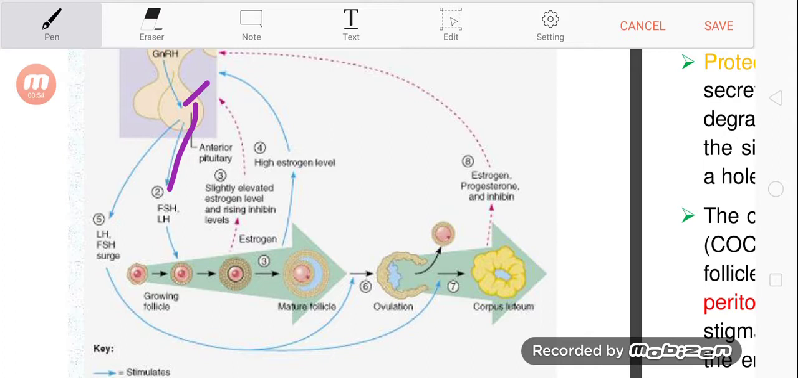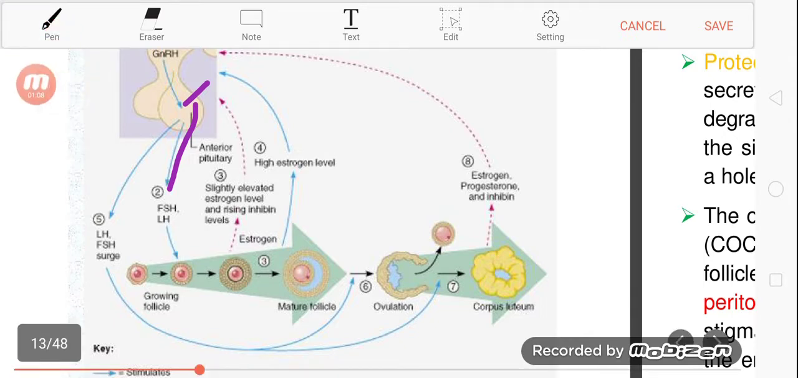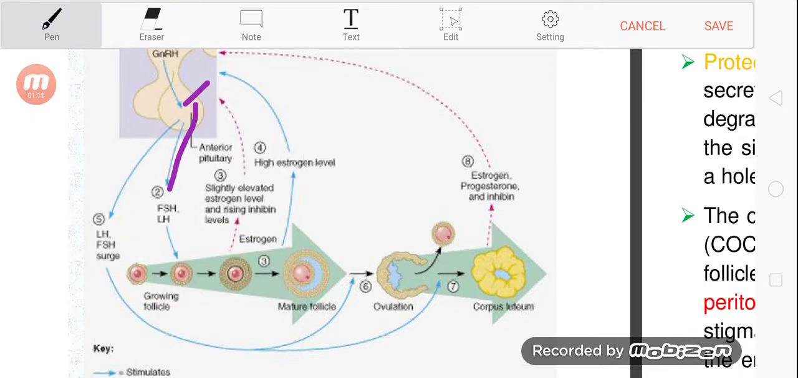So when FSH binds to granulosa cells, they will proliferate, increasing in number. That's why we can see from these primary follicles, they develop into secondary follicles, with many layers of follicle cells. As these follicle cells grow, proliferate, and these follicles develop, they will release estrogen.